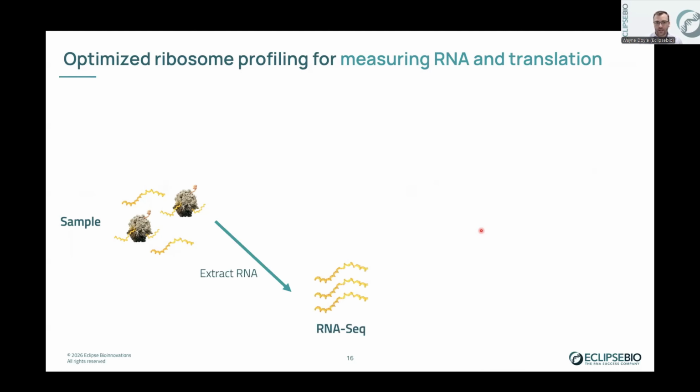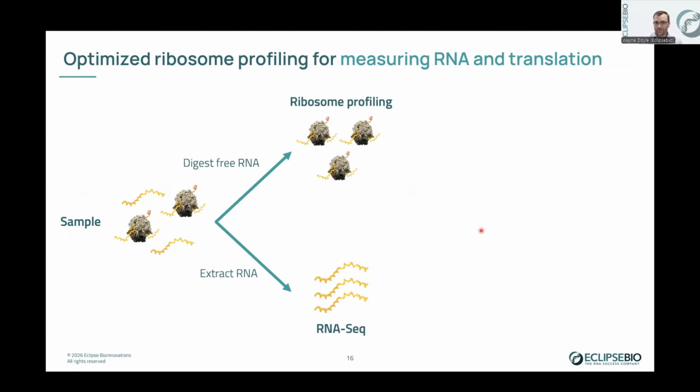For half of it, we extract out all the RNA, and then we do a typical RNA sequencing library. And so this tells us then the relative amount of all the RNA that's present. Is a given RNA expressed more than a housekeeping gene like GAPDH, for example? Is it expressed a lot less?